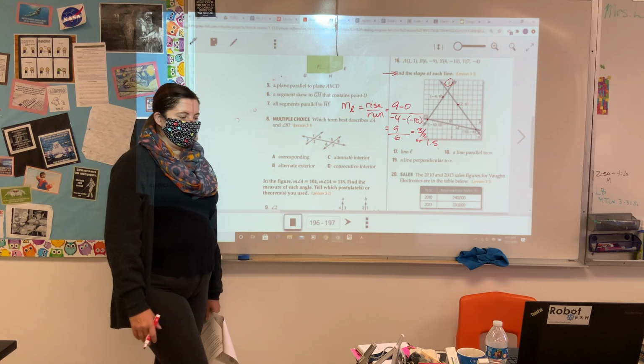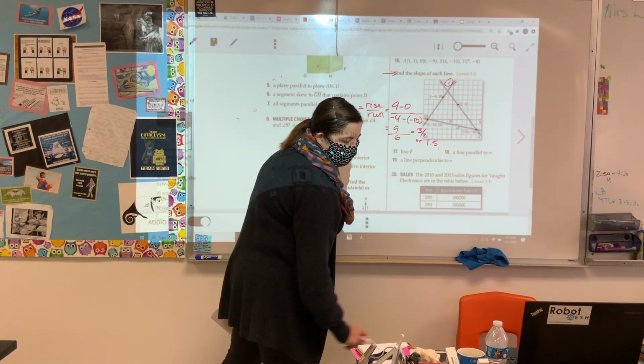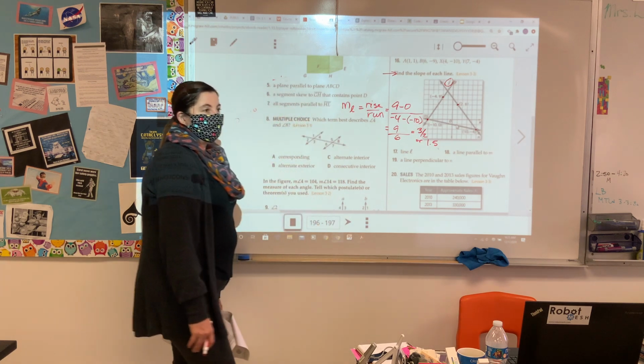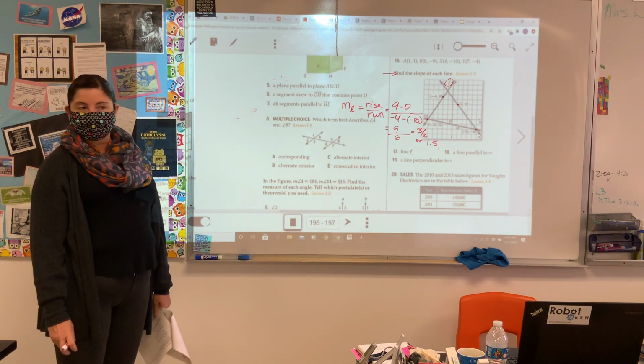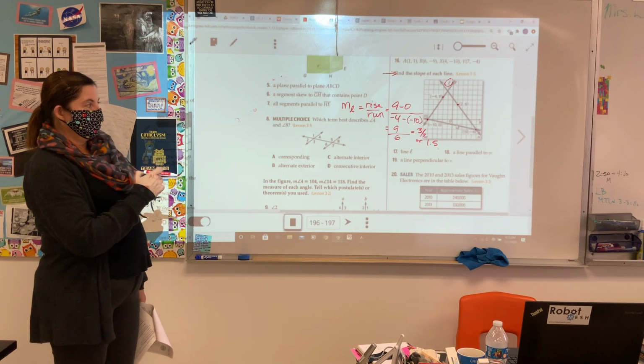How am I going to find the slope of the line parallel to M? Guys, we still have 5 minutes. I'm kind of surprised that no one's choosing to write it down.